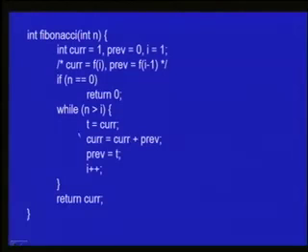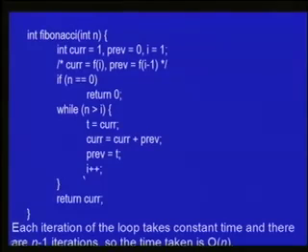So note that each iteration of this loop takes a constant amount of time. It doesn't really depend on the value of n, and the number of iterations is n minus 1, and so therefore the total time taken by this function is order n, where n is the parameter supplied to the function.